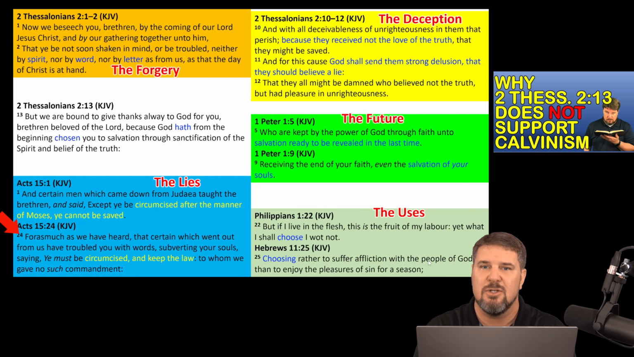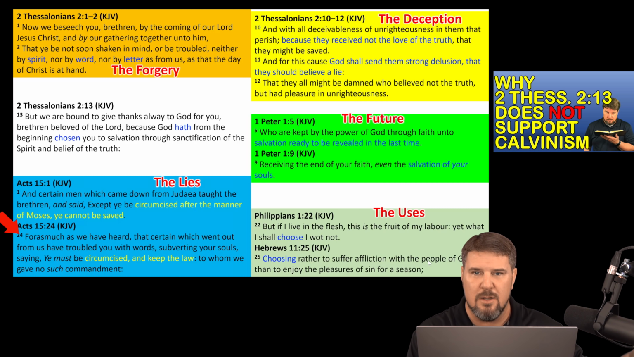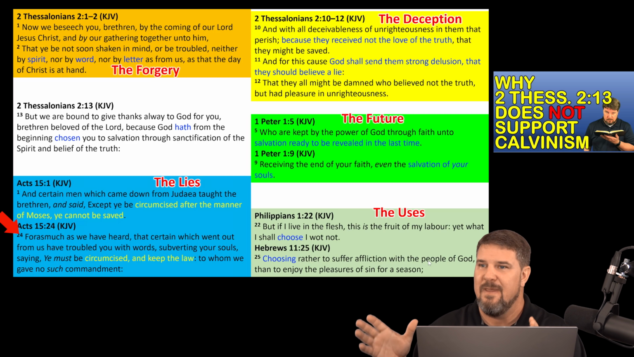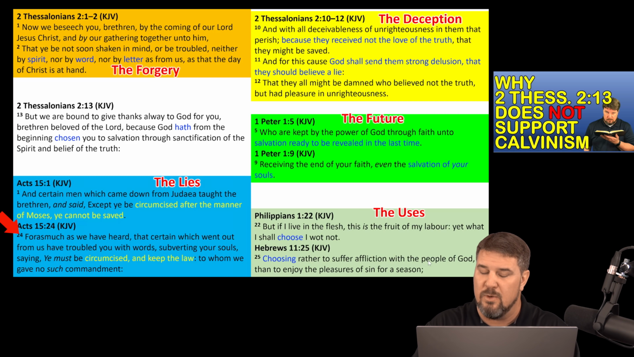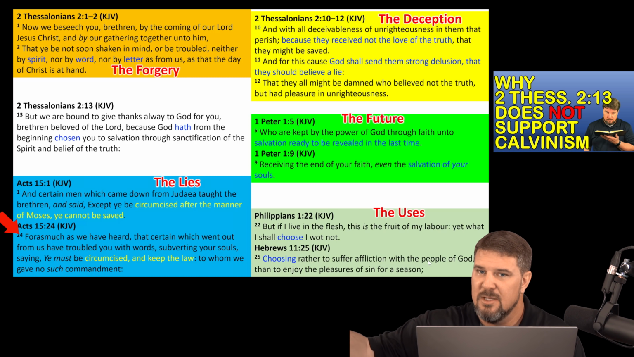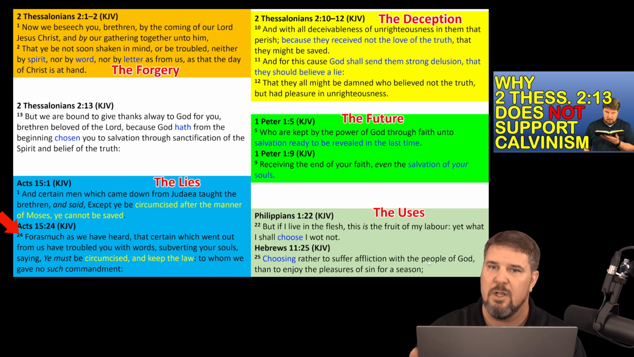This has nothing to do with individuals being selected to be saved. It has to do with people in that time period. Hey, we're not under the law anymore. And the appropriation method of salvation in the tribulation period, whatever that's going to be, that's not what's happening right now. Right now, we're dealing with sanctification of the Spirit and belief in the truth. That's what's going to get you to salvation ready to be revealed in the last time. So don't worry about all these other deceptions floating out there. If this is what you believe, you're good to go.